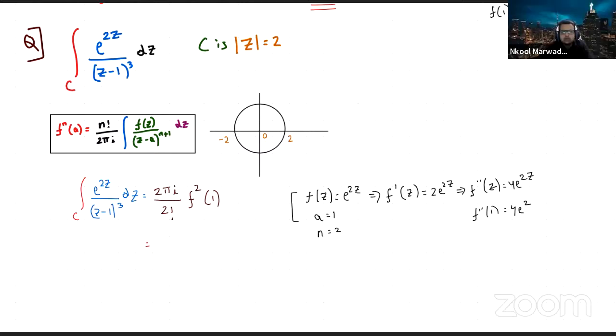See here, f of a in the formula. What is a? a is 1. So f double dash at 1 we have to calculate. We have to calculate the double derivative of the function at the point 1. The double derivative at point z we calculated. Now we will be calculating at point 1, so z will become 1.